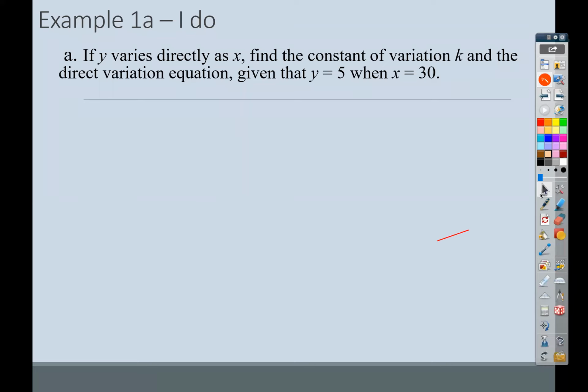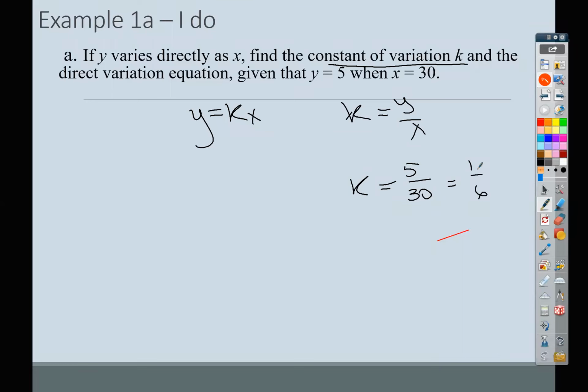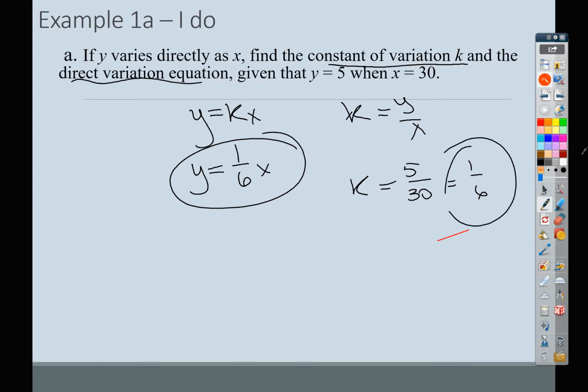Number 1a says, if y varies directly as x, find the constant of variation in the direct variation equation given that y equals 5 and x equals 30. We know that y equals kx in direct variation, which means that k equals y over x. So k equals 5 over 30, and if I simplify that, I get 1/6. Then it wants me to write the direct variation equation. All I have to do is plug what I found for k into the equation. So that is my equation, and that's the constant of proportionality.